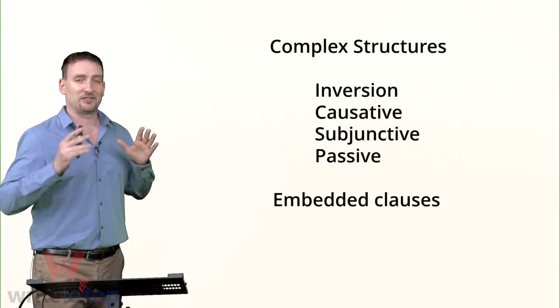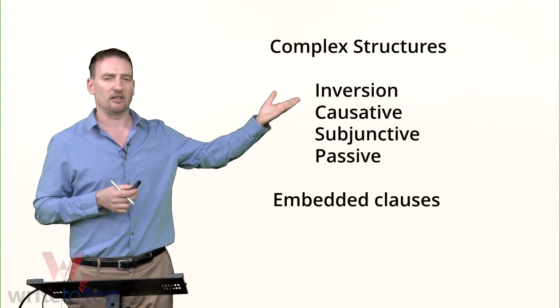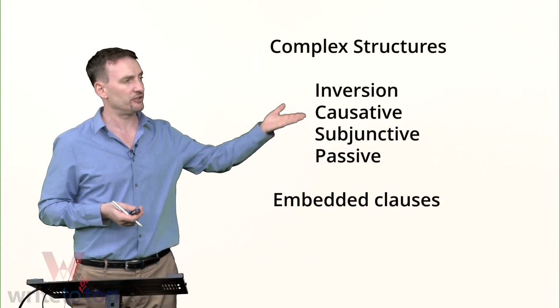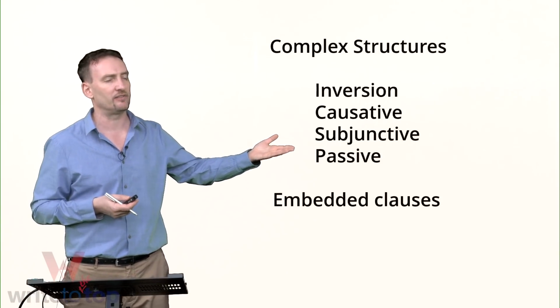Now, let's look at the complex structures. So there are a few sentence types that are considered complex structures. The non-standard sentences: inversion, causative, subjunctive, and passive.